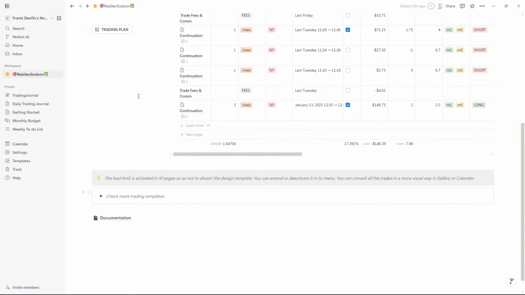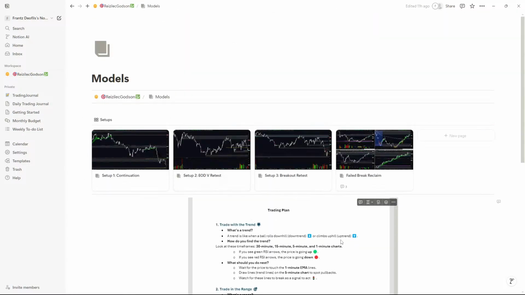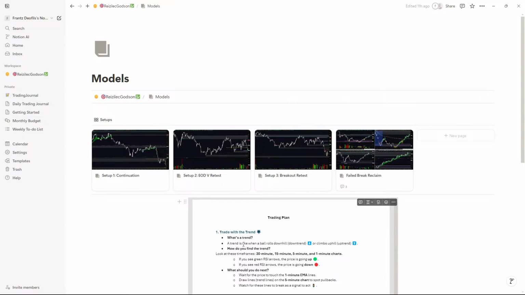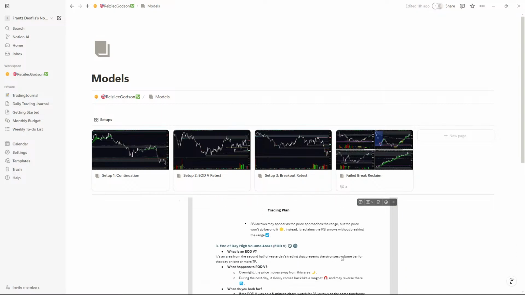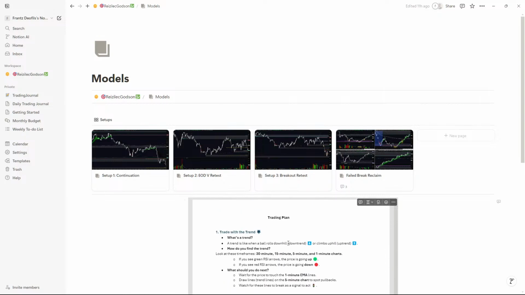So my trading plan: what's a trend? A trend is when the ball rolls downhill, downtrend, or climbs uphill, uptrend. So the red arrows and green arrows. So I have it here. I have it pretty much memorized. I just gotta physically have it memorized where I'm physically just doing it.